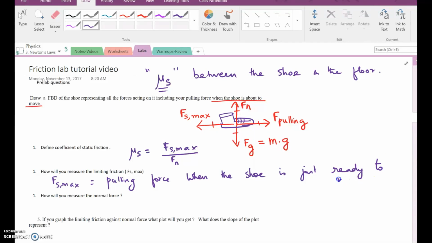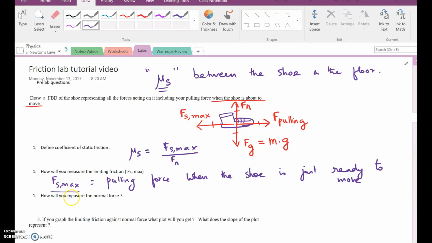So that means in the experiment, you are going to put the shoe on the floor, attach a spring scale to the shoe, make sure the spring scale is perfectly horizontal, pull on the spring scale until the shoe is just about to move, and when it is about to move, read the spring scale. That should give you the value of Fs max. So we got that figured out.